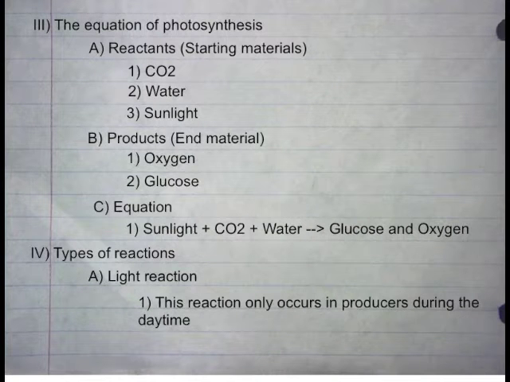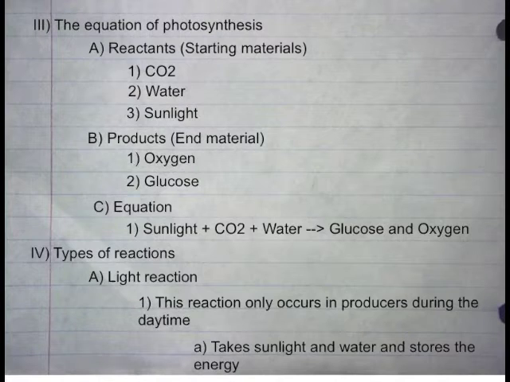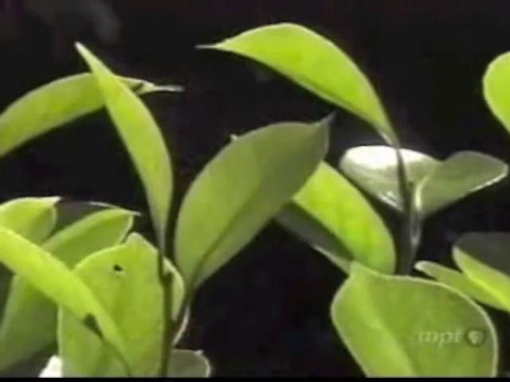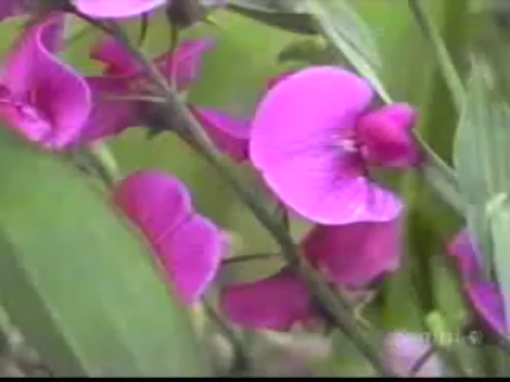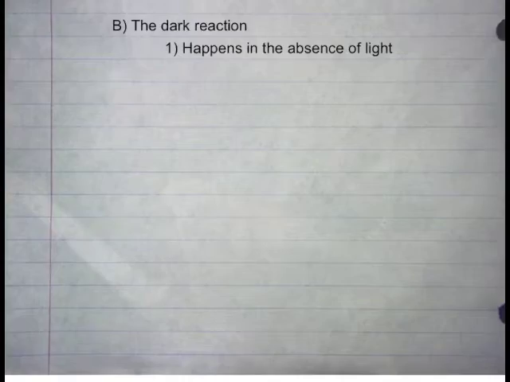Light reaction. This reaction only occurs in producers during the daytime. The light reaction takes place only during the light, hence its name. It takes sunlight and water and stores the energy. The light reaction is the part of photosynthesis where the sunlight is captured and stored. The dark reaction happens in the absence of light. When plants are in the dark, they take the energy that they've stored and then use it to create glucose.